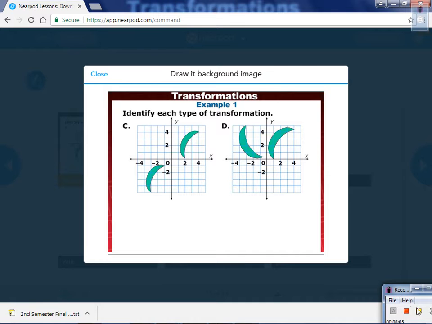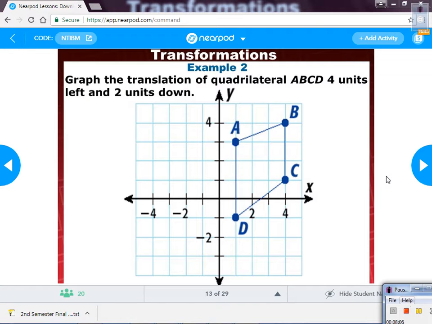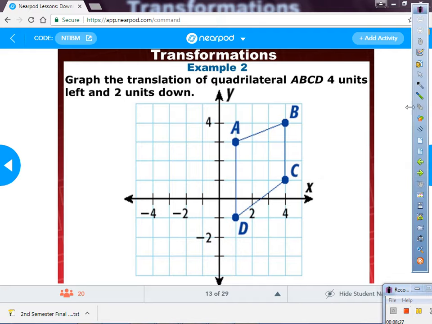Ready, go. On your big graph paper, copy that pre-image that's in front of you and copy the instructions at the top of your paper. Example 2, you're going to write: graph the translation of quadrilateral ABCD, 4 units left and 2 units down. Copy that, and then we'll go over it. All right.